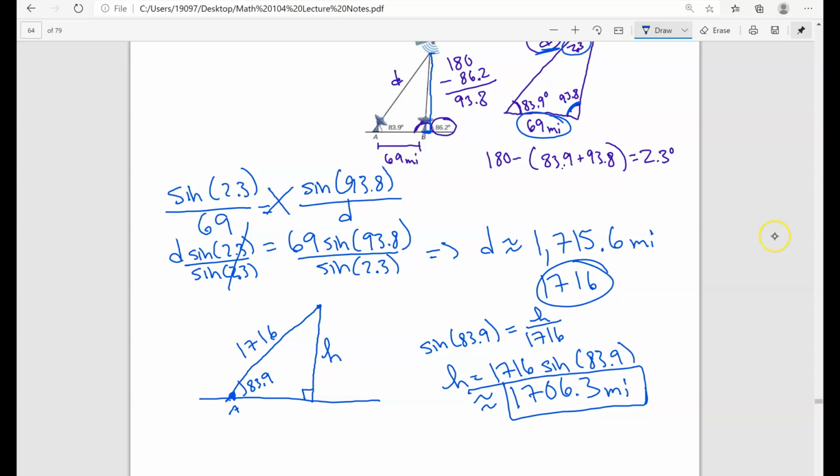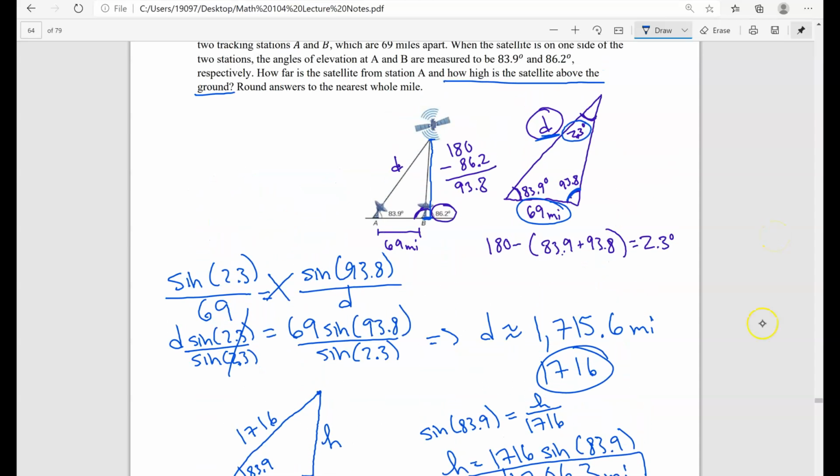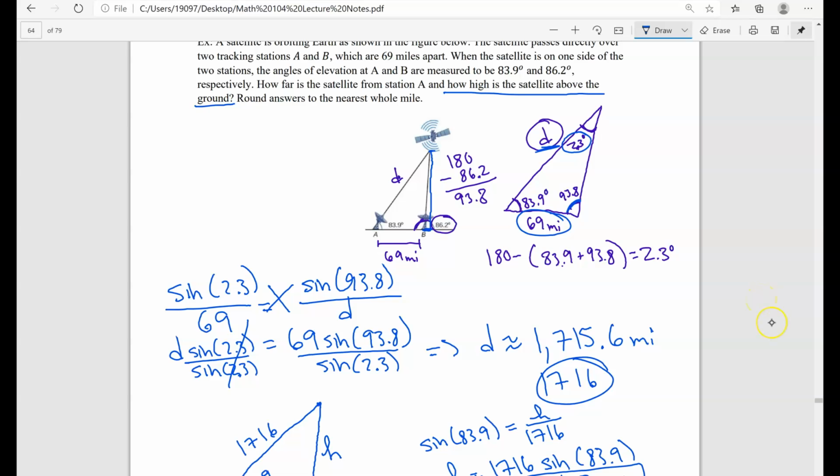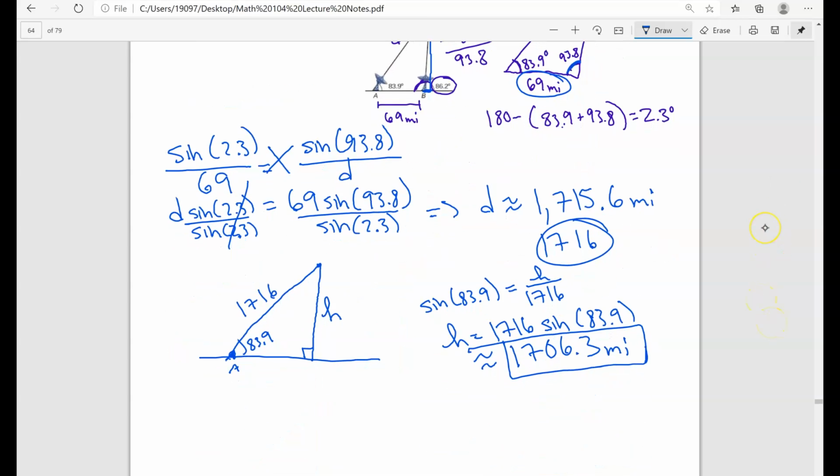So we did a little bit of the law of sines, a little application of where you can use the law of sines, and also a little bit of, don't forget about right triangle trigonometry.